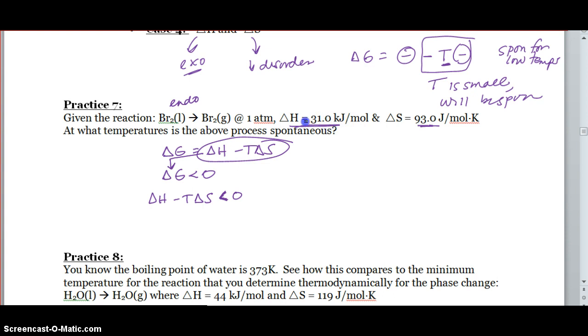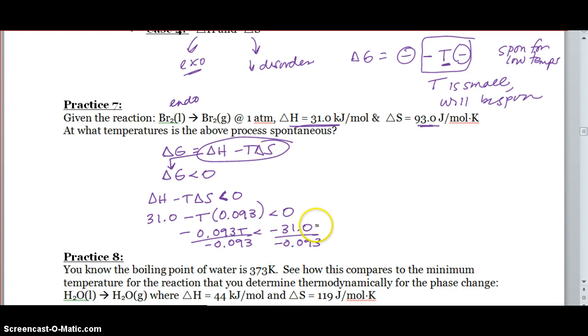Alright, so we plug in, we've got 31 kilojoules minus, we don't know temperature, but we know our delta S is a positive 93, so we've got 0.093 T is less than 0. So we'll bring this guy to the other side, so negative 0.093 T is less than negative 31.0. To solve the inequality, we divide both sides by negative 0.093. And if you remember, when you are dividing by a negative or multiplying by a negative, you've got to flip the direction of the inequality. So the temperature would have to be greater than 333 Kelvin. So that's how you solve for temperature.